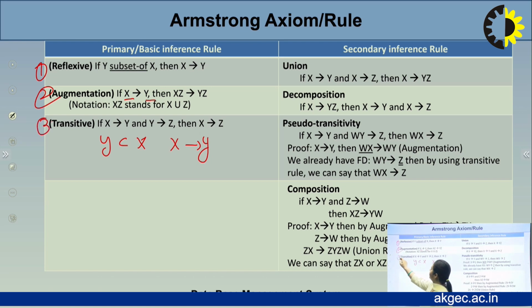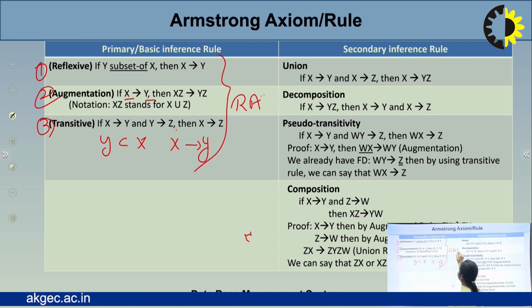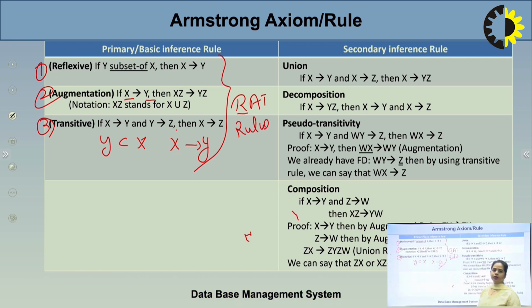Next one is your transitive rule. If X tends to Y, with the help of X, I can find the value of Y, and with the help of Y, I can find the value of Z. So basically, with the help of X, I can find the value of Z also. This is known as the transitive rule. These three rules, reflexive, augmentation, transitive, combined together are famously known as RAT rules.